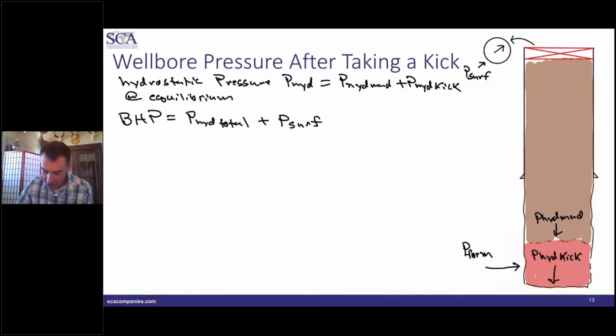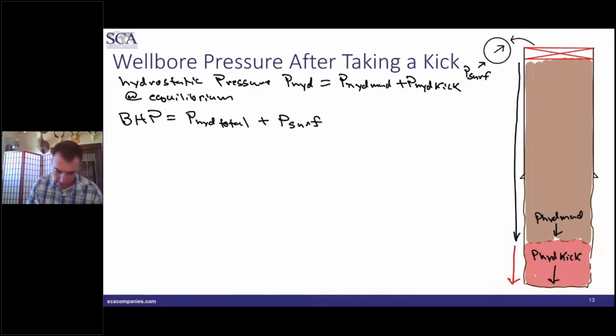Again, the pressures we have here are the hydrostatic pressure of this column of fluid, the hydrostatic pressure of this column of fluid, of the kick fluid, and then I'll rewrite P form here to make it look more like it's at the bottom of the well bore, and I'll put it in a different color.